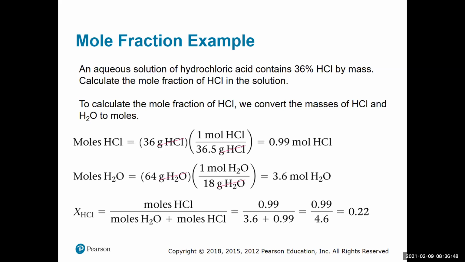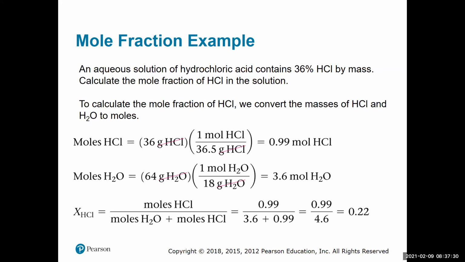Well, we want to calculate the total number of moles that are present. So now we need to calculate how many moles of water there are. If we said it's 36% by mass HCl, then that means the other 64 grams are water. So we would need to find the molecular weight of water, which is 18. And so we take our 64 grams of water times 1 mole of water per 18 grams of water, cancel out those grams, and we get 3.6 moles of water.